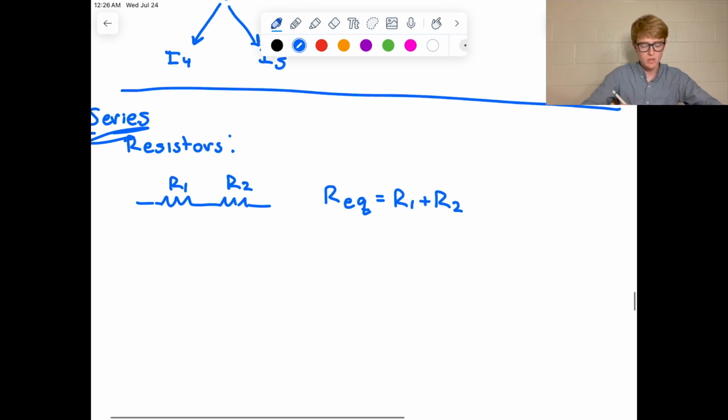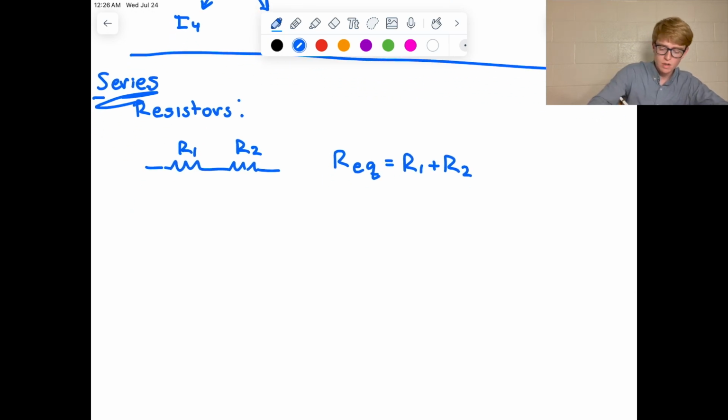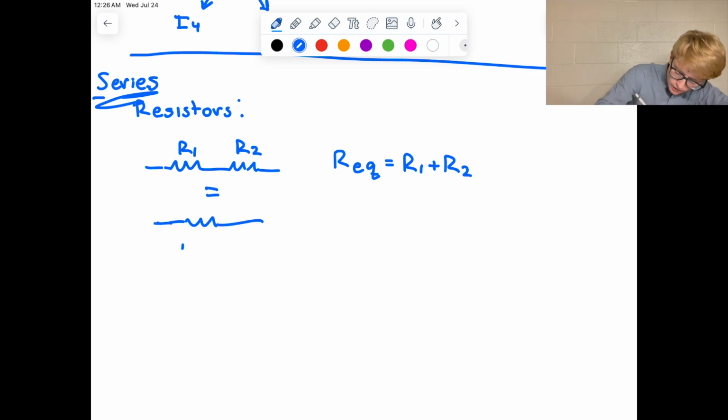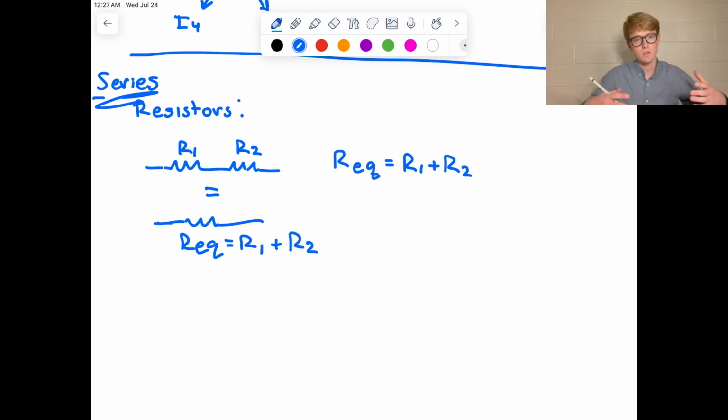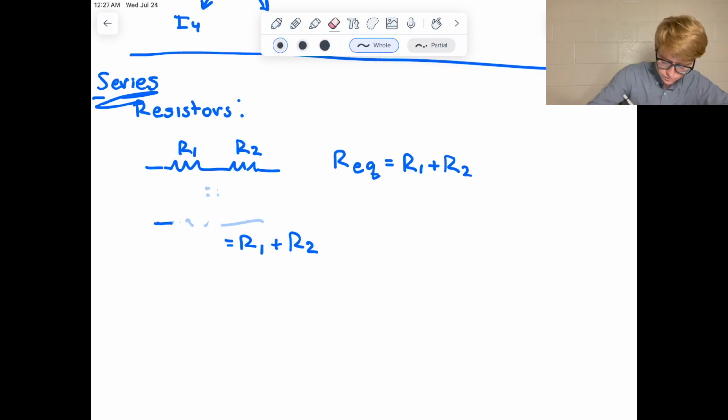What we're saying here is that this situation is entirely equivalent to just one resistor with the value of REQ, which is just R1 plus R2. So we can replace R1 and R2 with just one resistor that is equivalent to the sum of R1 and R2. That's what we're saying here, okay? And we'll do some example problems with that.